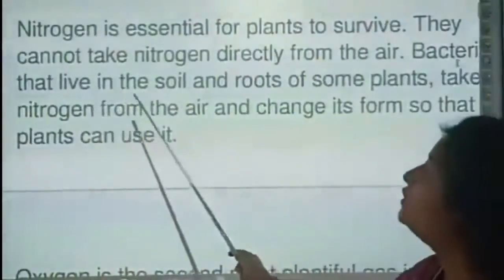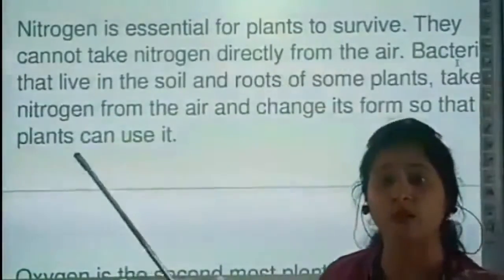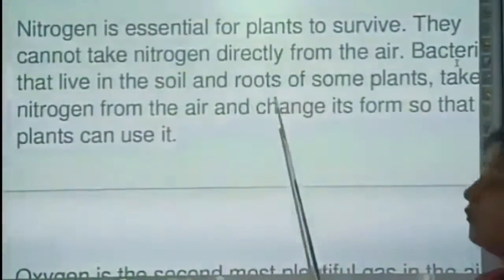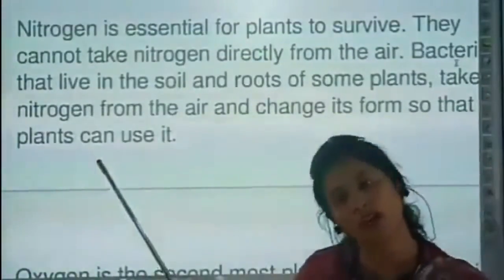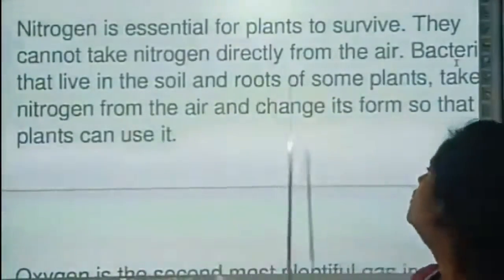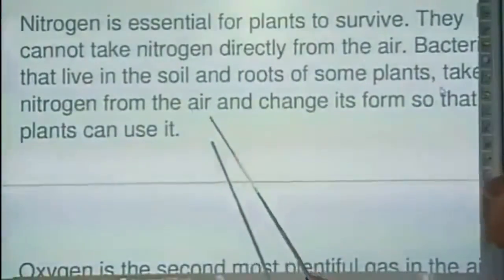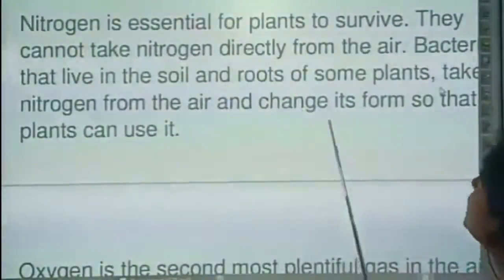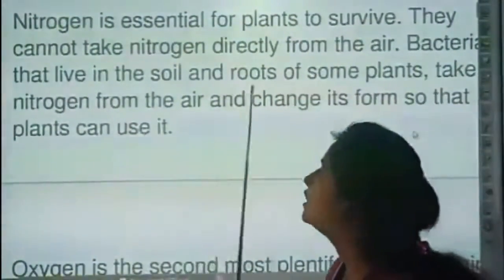Bacteria that live in the soil. When we dug the soil, we found some bacteria in it, in the soils and roots of some plants. You all know that plants grow in soil and their roots are under the soil. Some plants take nitrogen from the air and change it into a form so that the plant can use it.